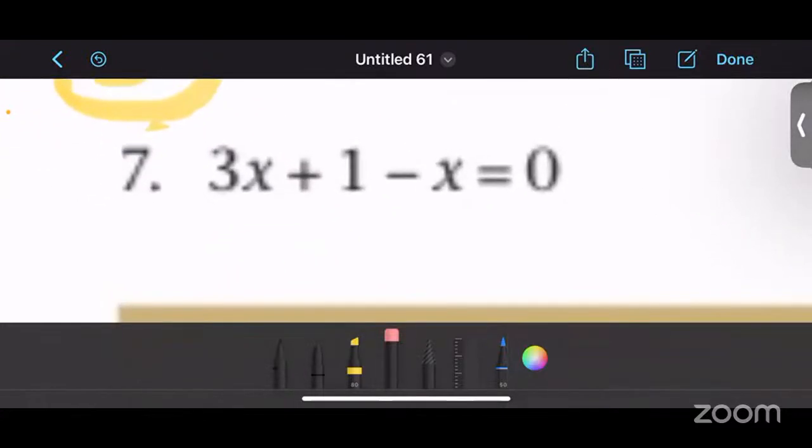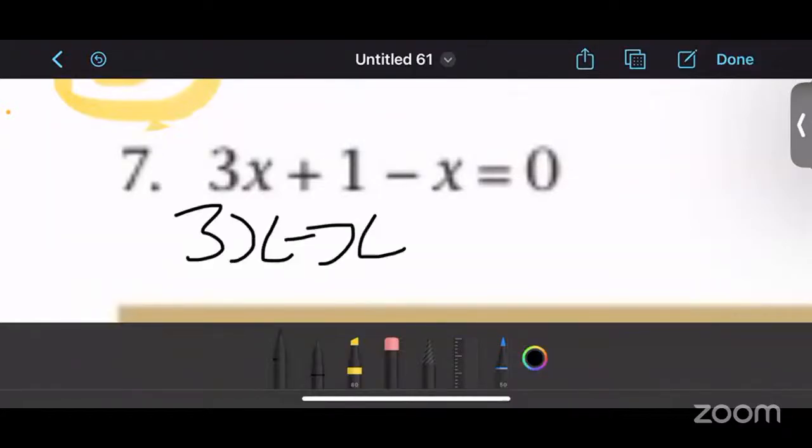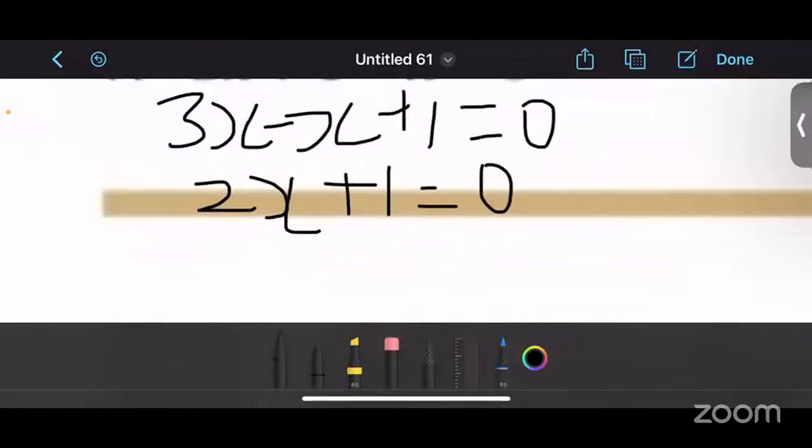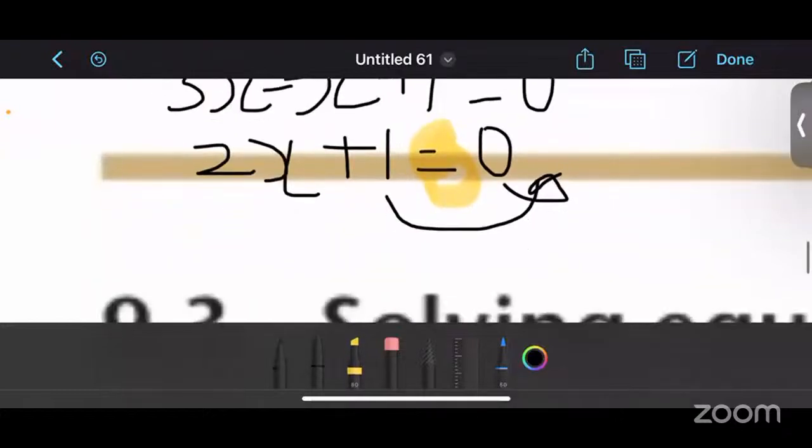Okay, now let's do it. So we have 3x plus 1 minus x is equal to 0. So it's the same as 3x minus x plus 1 is equal to 0. And then 3x minus x is 2x, plus 1 is equal to 0. And then I'm going to take my 1 to the other side. See, when I take it to the other side, it crosses an equal sign. That means it's going to be 2x is equal to, it's positive, so here it's going to be negative 1.